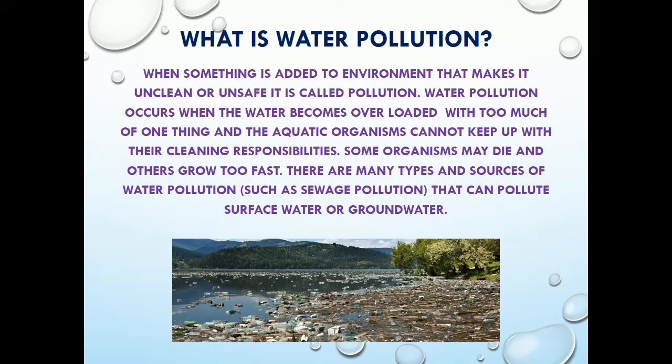What is water pollution? When something is added to an environment that makes it unclean or unsafe, it is called pollution. Water pollution occurs when the water becomes overloaded with too much of one thing, and the aquatic organisms cannot keep up with their cleaning responsibilities. Some organisms may die and others grow too fast. There are many types and sources of water pollution, such as sewage pollution, that can pollute surface water or groundwater.